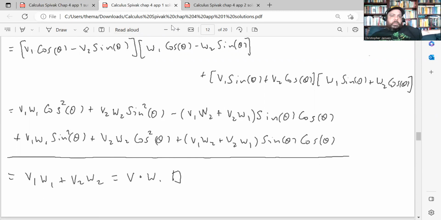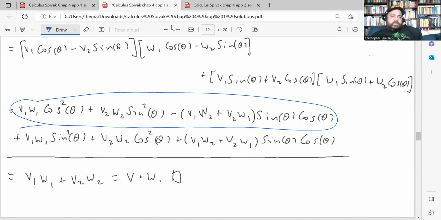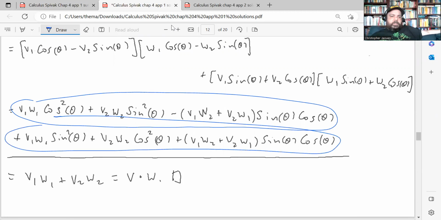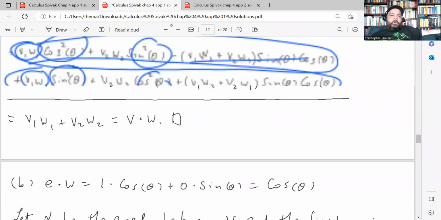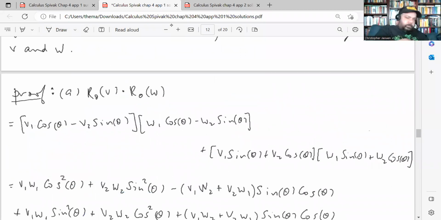I'm adding that to that. In other words, cosine squared plus sine squared is 1, so you're left with V1 W1 here. And then when you add these together, again, sine squared plus cosine squared is 1, so you're just left with V2 W2. And notice that these cancel each other. I wasn't sure if it was clear what I was doing, the way that I wrote it down. So, okay, and then there's another part B.